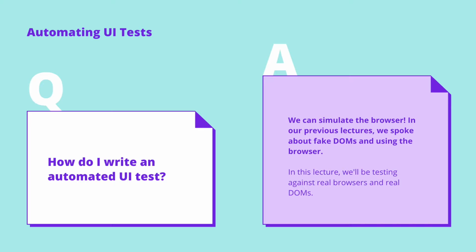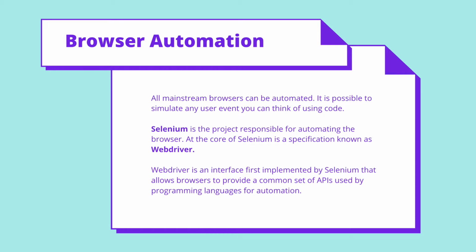The answer lies in our ability to simulate the browser. In previous lectures, we outlined that you can either simulate the browser using a fake DOM, or you can connect to a real instance of the browser. In this lecture, we'll be testing against the real browser and a real DOM. So this may come as a surprise, but all mainstream browsers can be automated. It's possible to simulate any user event you can think of using code. There are multiple frameworks available that achieve this, but to start with today, we'll be looking at Selenium.